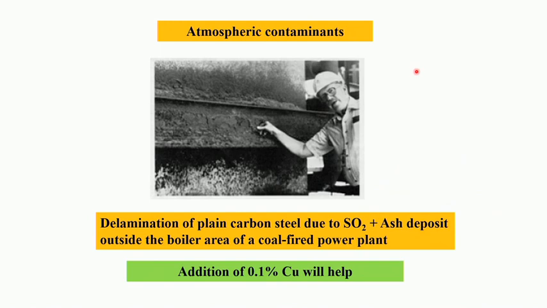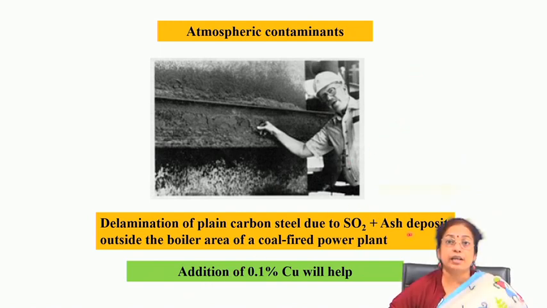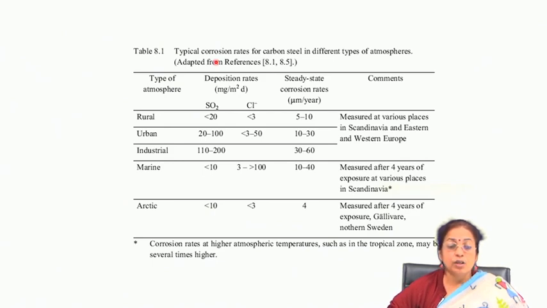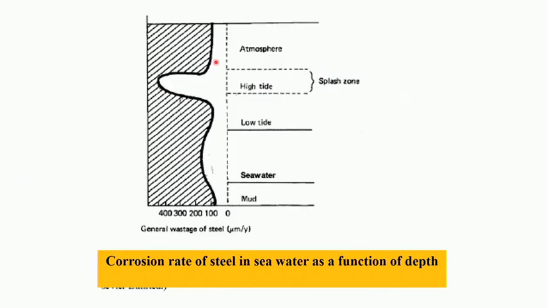Similarly, this is the case for plain carbon steel which has corroded due to sulfur dioxide and ash deposit outside the boiler area of a coal fired power plant. See how corrosion can be severe, but the rate of attack is more or less uniform all throughout the surface. So, as I mentioned, uniform corrosion is very easy to measure, and it depends on the environment which the component is subjected to.